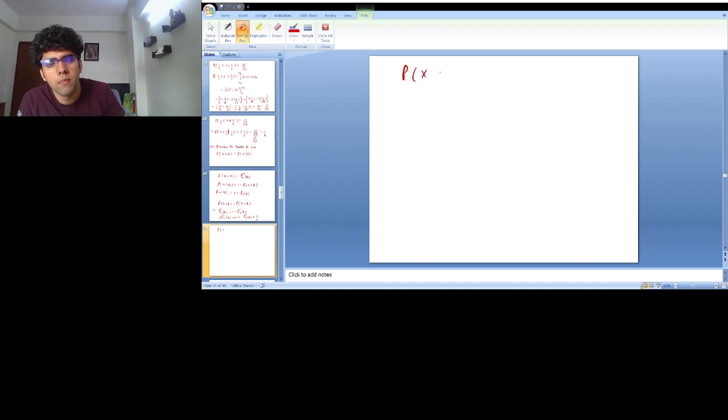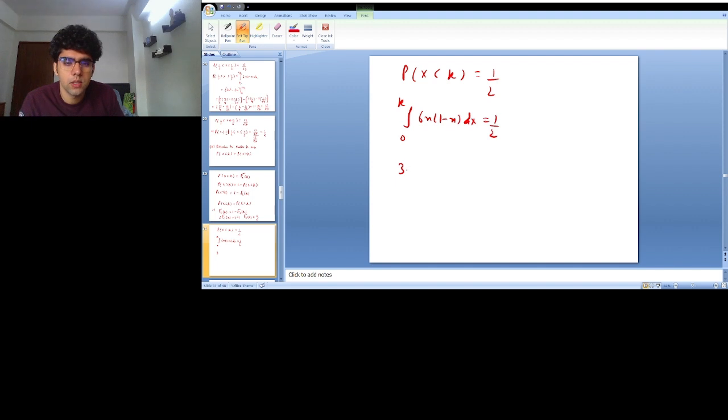So P(X less than k) is equal to 1 by 2. This means that my lower limit was 0, right? My lower limit was 0, yeah. So the integral from 0 to k of 6x(1 minus x) dx should be equal to half.